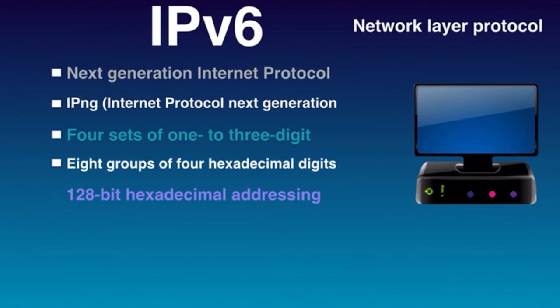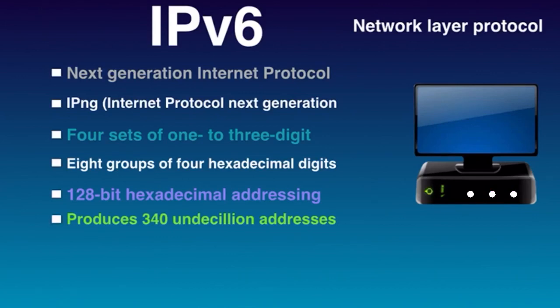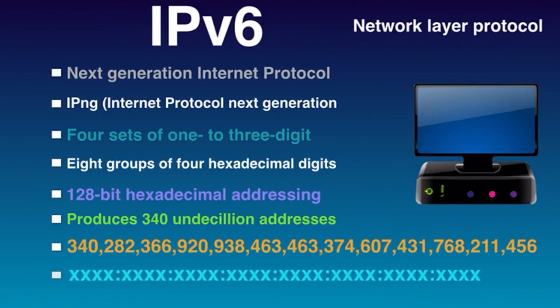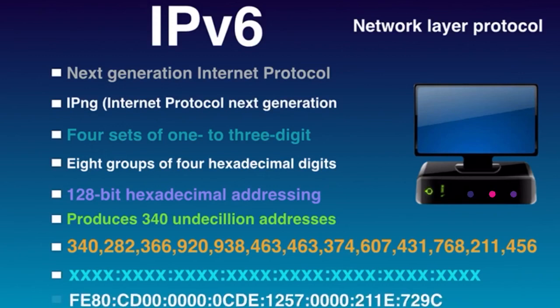128-bit hexadecimal addressing to support approximately 340 undecillion addresses, which are more than enough for the future. Hexadecimal uses both numbers and alphabets. That's the number 340 followed by 36 digits. This is a text form of an IP version 6 address, where each X is a hexadecimal digit representing 4 bits. This is how an IP version 6 address looks.